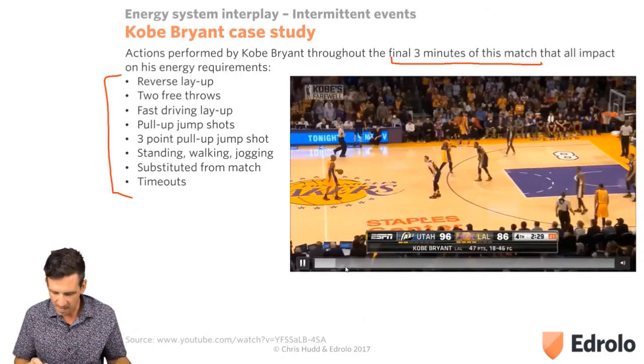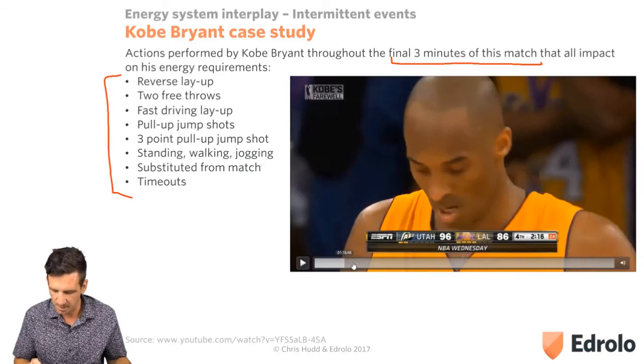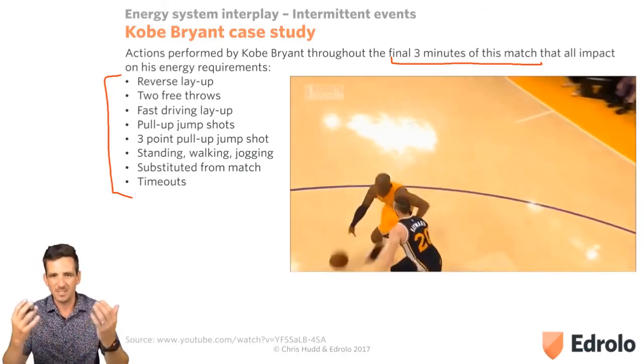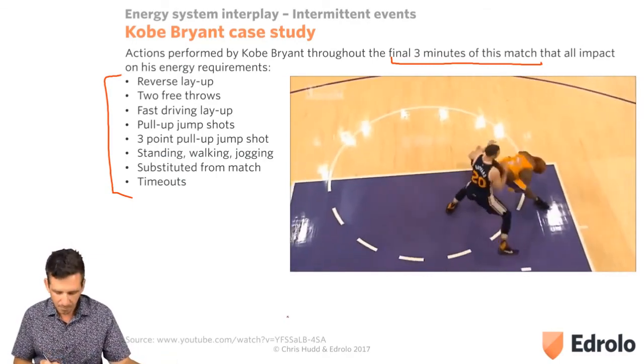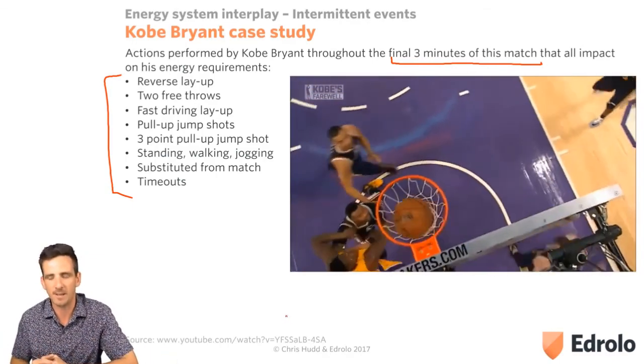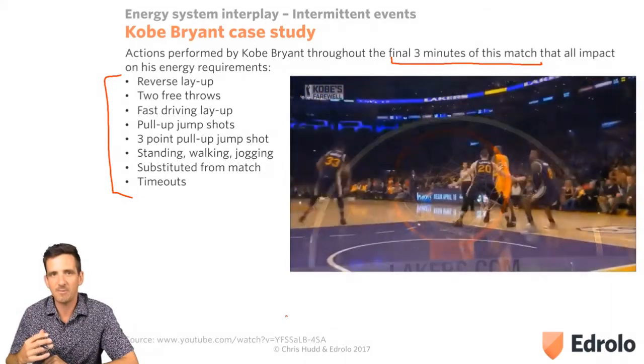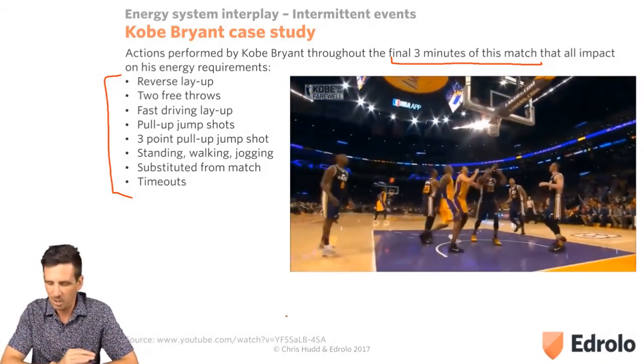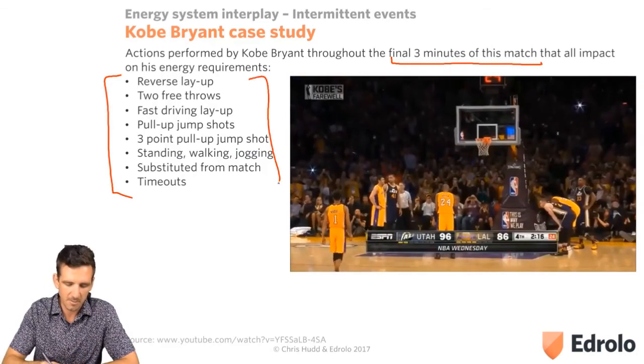We can fast forward and find other things that he's doing. For example, free throw shooting, where he's going to the line, the intensity's dropped right down, and there's a different energy requirement at that time. So what you had to have here is a strong knowledge of the energy systems where you could apply it to all of these different aspects of his final 3 minutes.